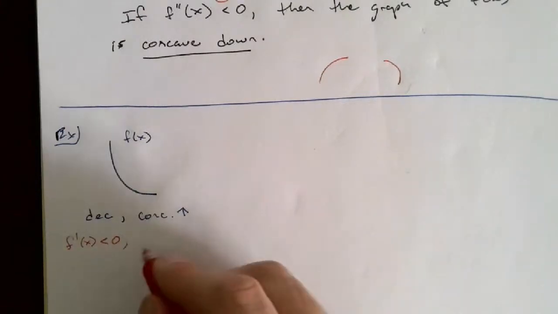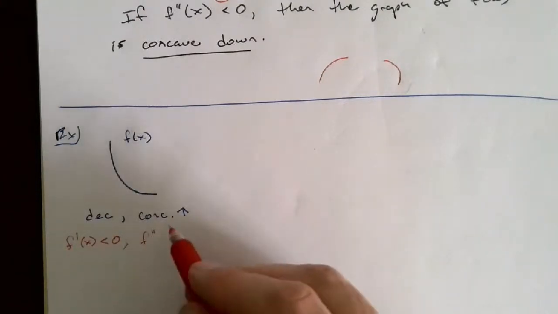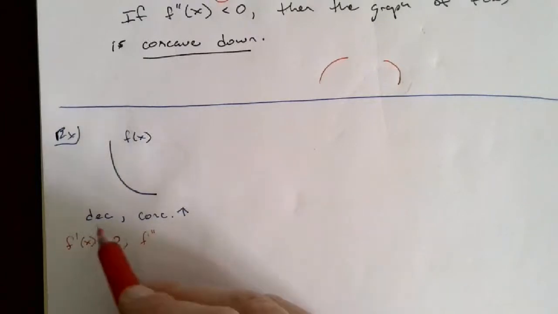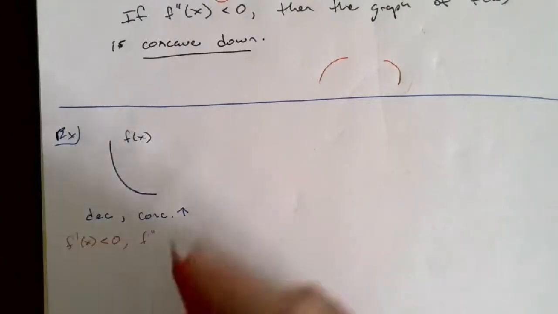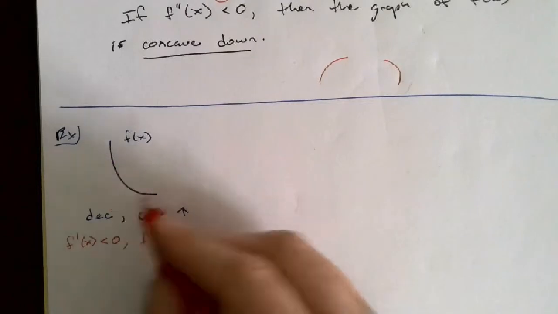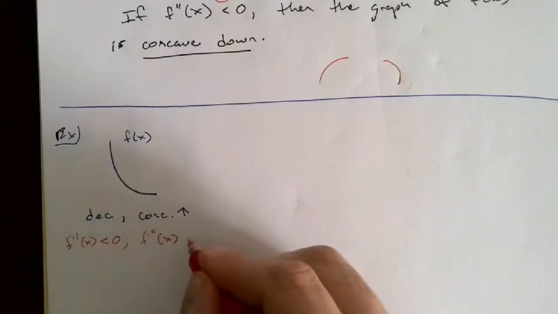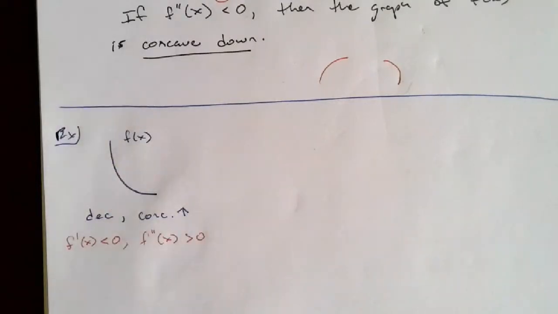For concave up, that tells me about the second derivative. So the second derivative is based off of concavity. The first is based off of increasing or decreasing. So for the second derivative, since I know this is concave up, I know that the second derivative is positive. That's what we talked about in the definition above.